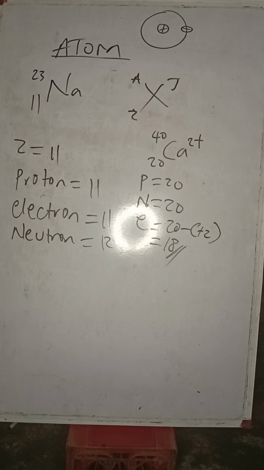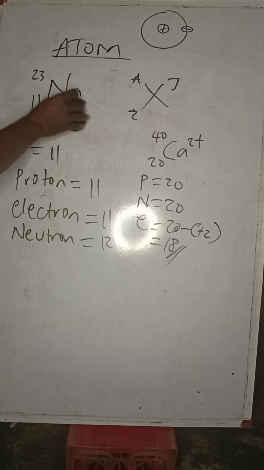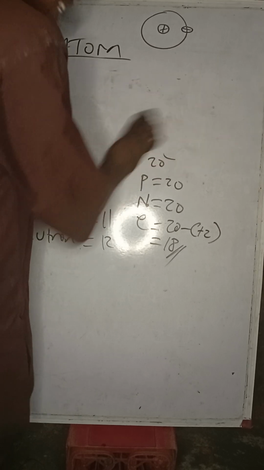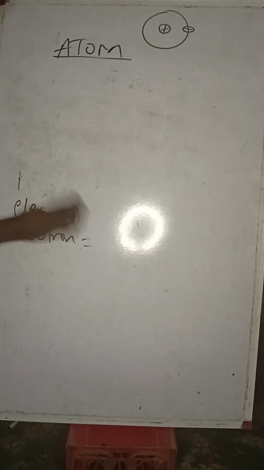I'll put some questions. Problems normally come in this form. They will ask you to get the symbol of the atom, and they'll give you the number of protons, neutrons, and electrons present. So we'll try some. Let me try one like that, so you see it.